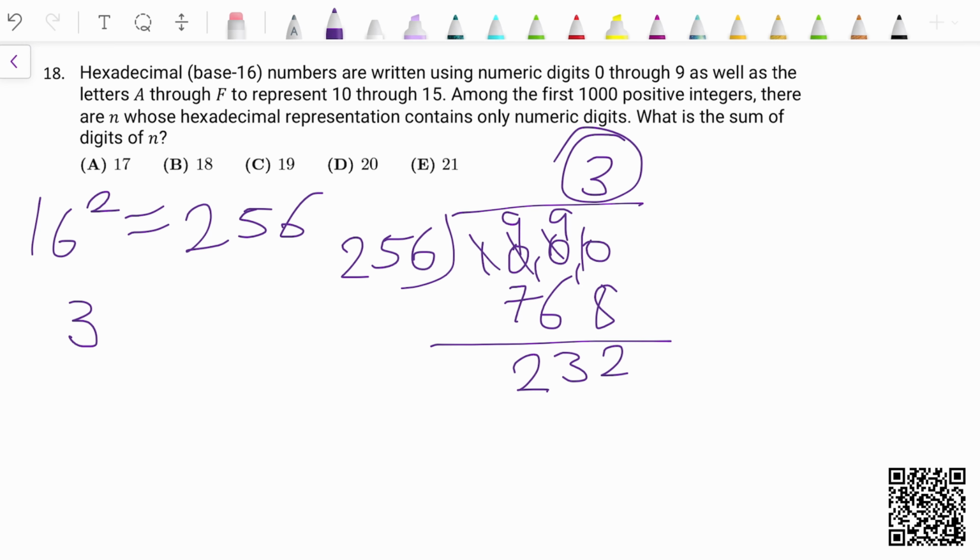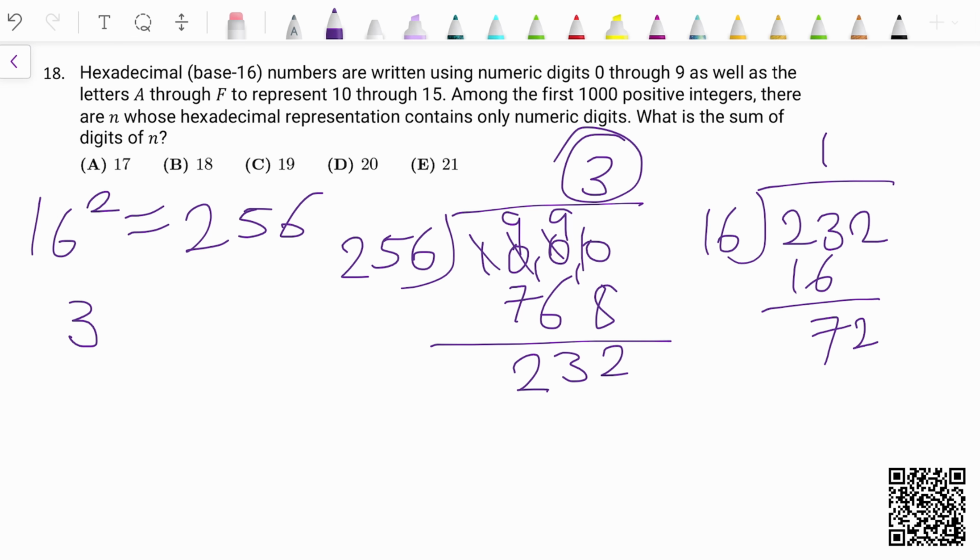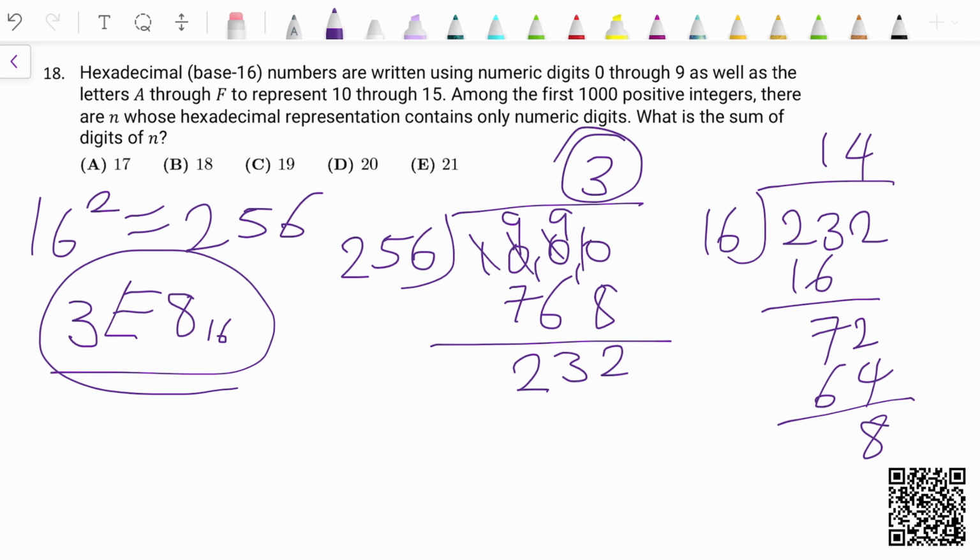Our second step is dividing 232 by our next power of 16, which is just 16. So we have 232 divided by 16. We start with 1 because 23, so we have 16, plus 7, 72. And then we have 4 because 64, we have 64 down here. And then 6 plus 2, which is just 8. So we have 14 and 8. 14 in hexadecimal is represented as E, and the 8 is just 8 in hexadecimal. So this is 1000's hexadecimal form.